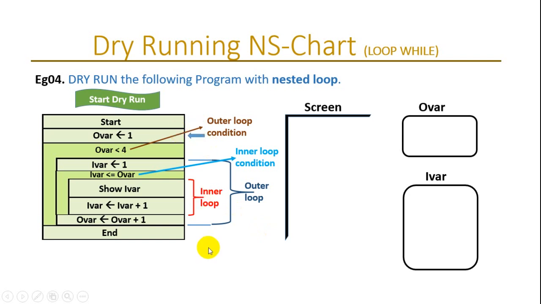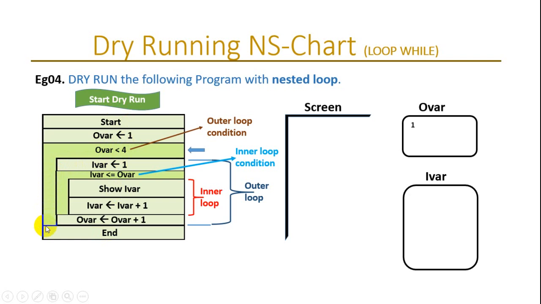Start. OVAR, you assign 1. So OVAR is this one, you are putting 1 there. Then we go to the outer loop's condition. Now, if this condition is false, you come out of this point, and the out point from the outer loop happens to be the end in this case, so it will end. But if this condition is true, only then you go into the loop.